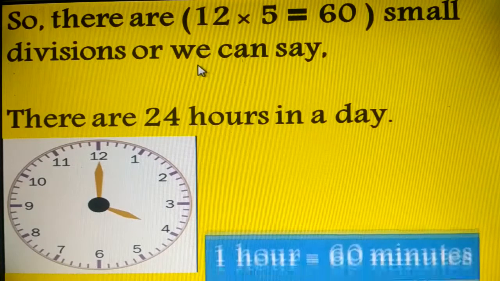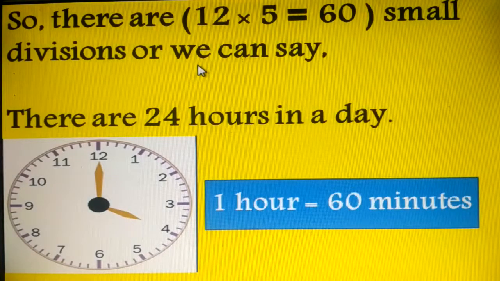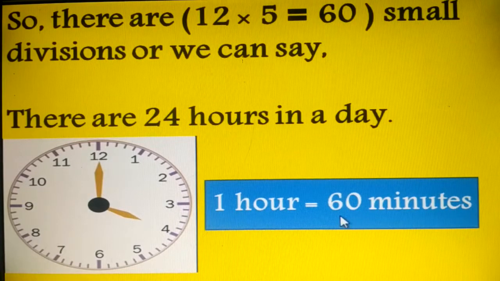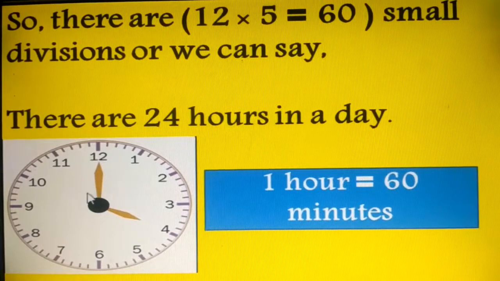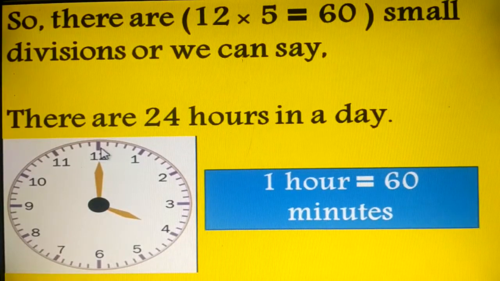Okay, children. And in 1 hour there are a total of 60 minutes. These 60 minutes indicate 60 small divisions. So these 60 minutes indicate 60 small divisions like this: 5, 10, 15, 20, 25, 30, 35, 40, 45, 50, 55, 60. Okay, 60 divisions. After that, let me tell you how these 60 minutes are formed.